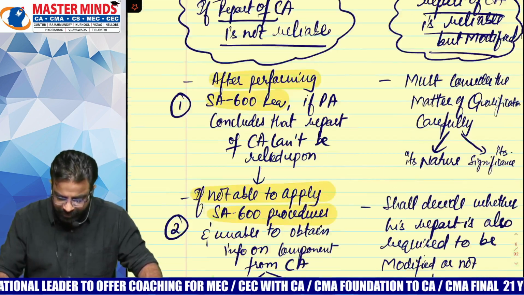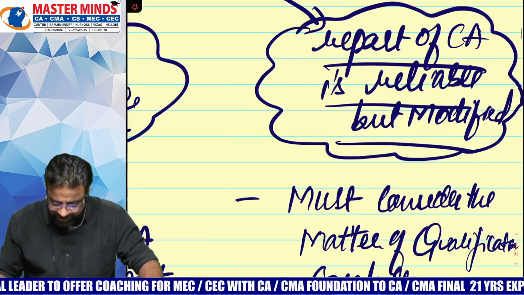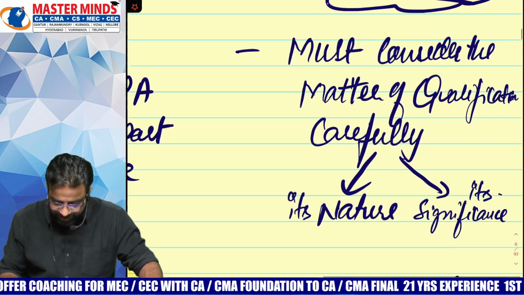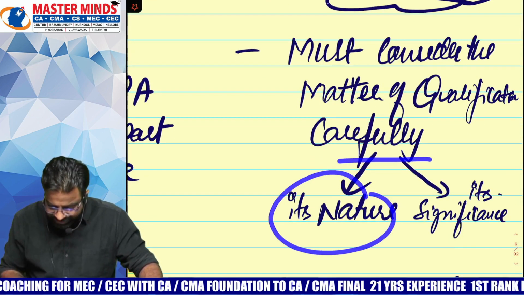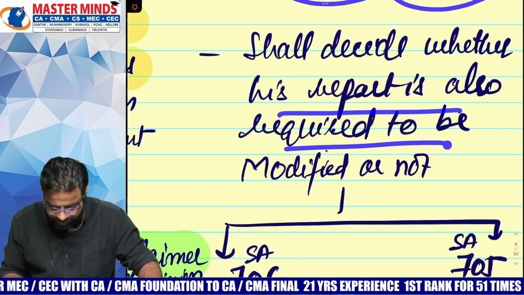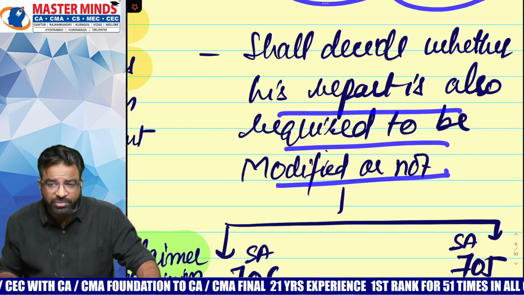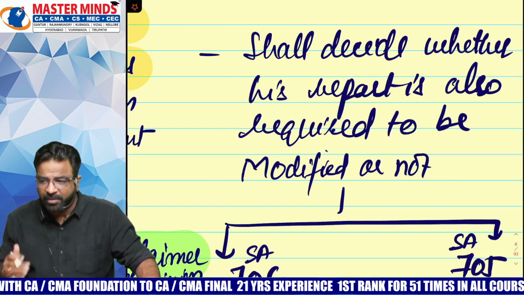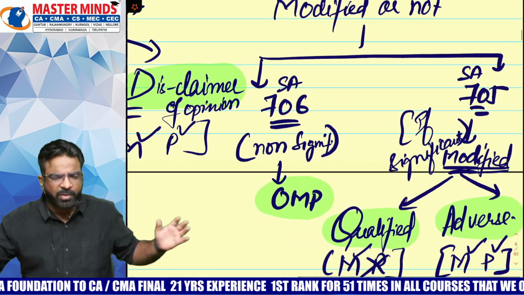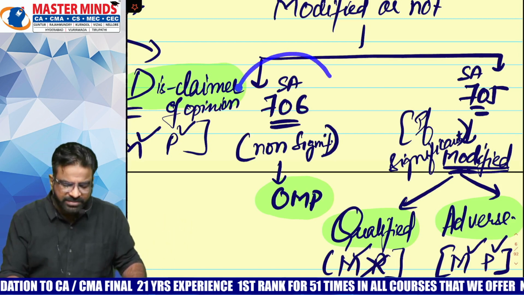Now, next point. If the report of the CA is reliable but what? Modified. Must consider the matter of the qualification carefully, its nature and its what? Significance. Shall decide whether his report is also required to be modified or not. Whose report? PA's report is required to be modified or not. And if you think that a big modification is not required, go with SA 706.